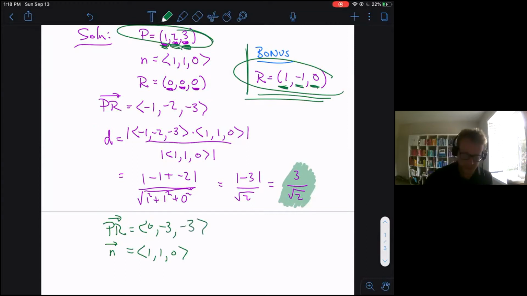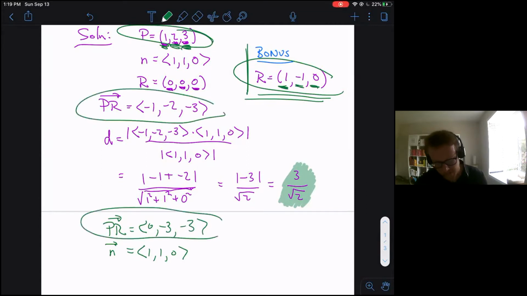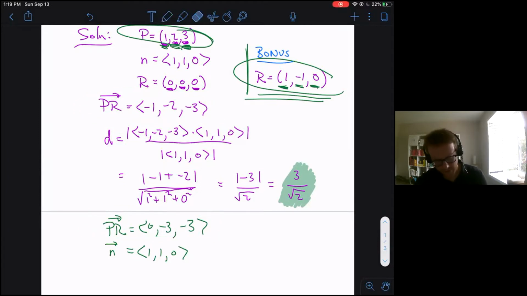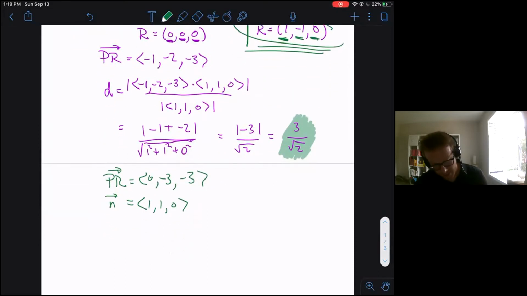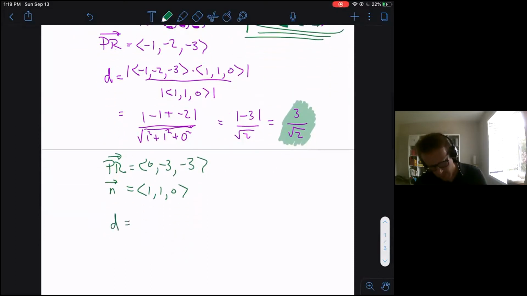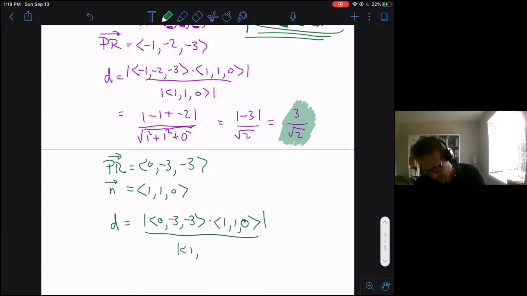So you can see now we get a different vector. Before we had this vector up here, now we have this vector. And amazingly enough, it will not matter. So let's go ahead and calculate this out and verify. So our distance is going to be equal to, and again, we're going to take the absolute value of the dot product between PR and our N. And then we're going to divide that by the magnitude of N.